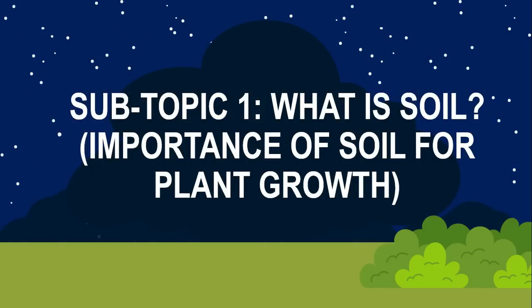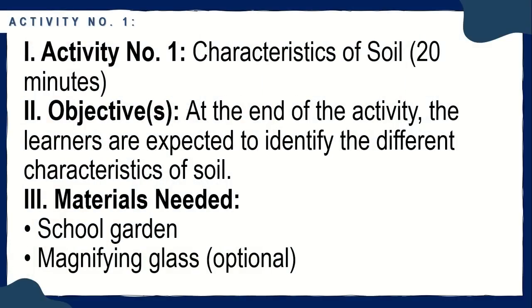Subtopic 1. What is soil? Importance of soil for plant growth. Let's have activity number 1. Characteristics of soil that is good for 20 minutes. For the objectives, at the end of the activity, the learners are expected to identify the different characteristics of soil.